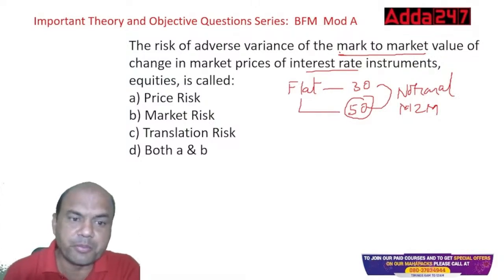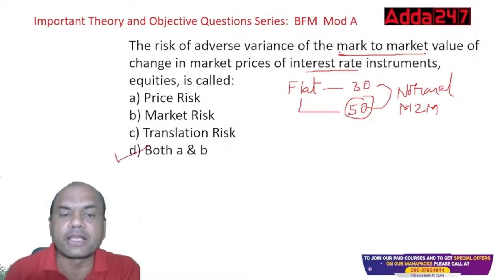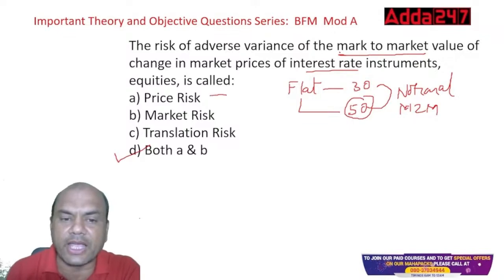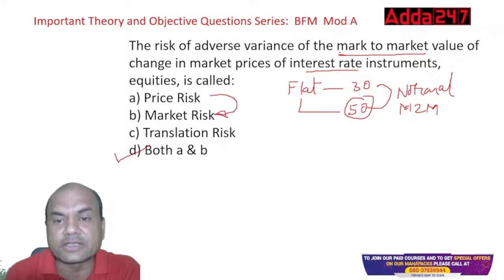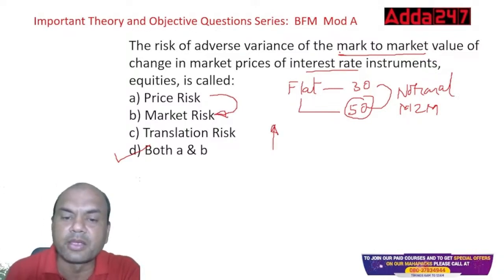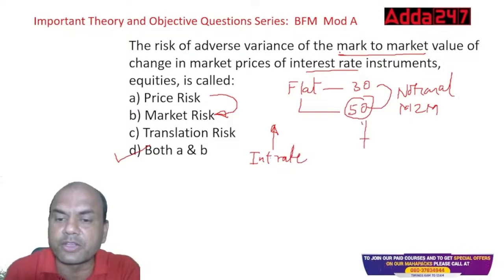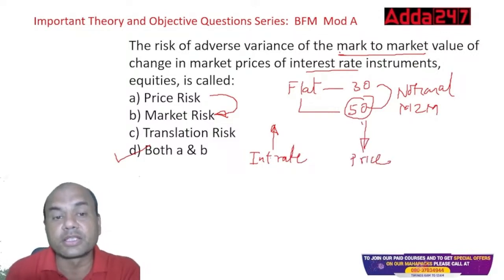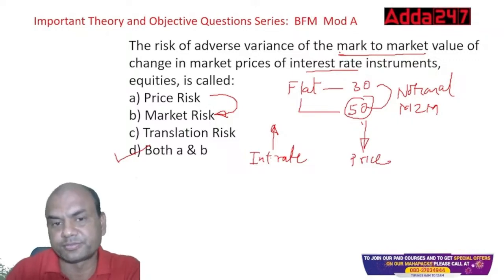It is both A and B. Price risk and market risk, both. Because here market price risk is actually a part of market risk. And price risk arises because of the interest rates. If the interest rates go up, then the price of the bond will go down. Price will always go down. Okay, so this is basically the logic behind this.